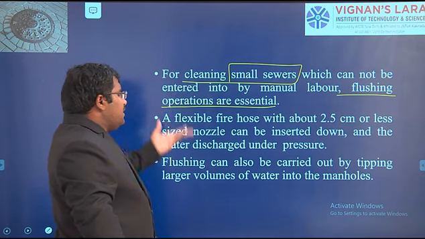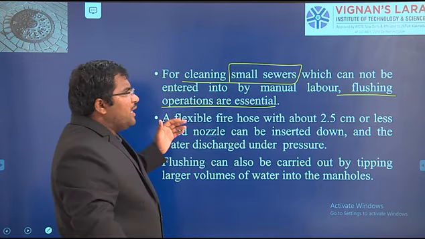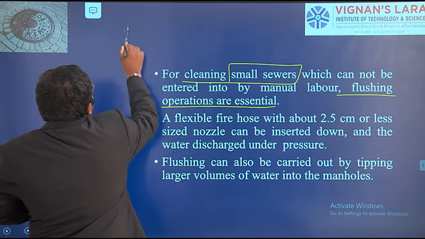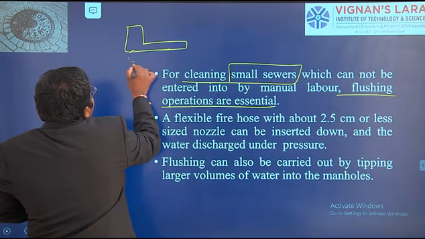The second thing is for doing that flushing, we will observe even if you go to Hyderabad or very big cities, they have one lorry.